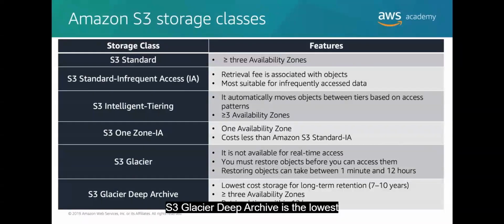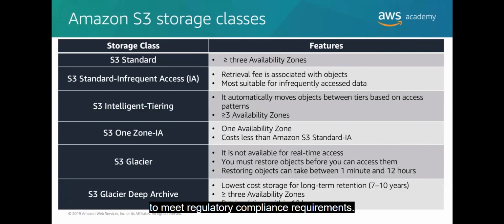S3 Glacier Deep Archive is the lowest cost storage class for Amazon S3, and it supports the long-term retention and digital preservation of data that might be accessed once or twice a year. It is designed for customers that must retain data sets for 7 to 10 years or longer to meet regulatory compliance requirements.